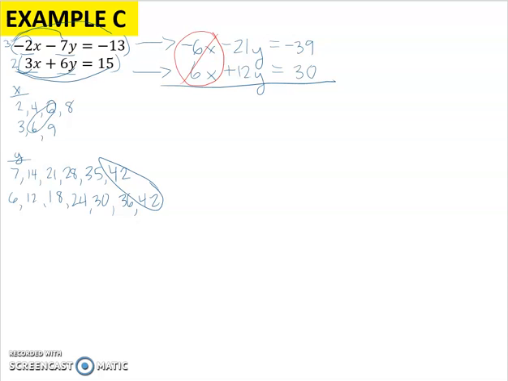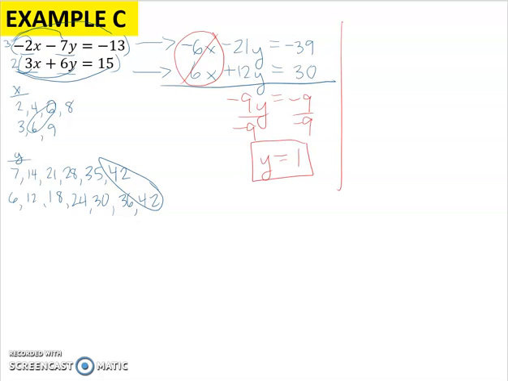There's my zero pair. My x's are gone. If you do elimination right, one of your variables should be 0. It's gone. You eliminated it. That's why it's called elimination. Okay. All right, so I'm left with y's. Negative 21y plus 12y is going to be negative 9y. And then negative 39 plus 30 is negative 9. Divide by the coefficient with the sign, guys. Don't lose your sign. So 1y equals positive 1.